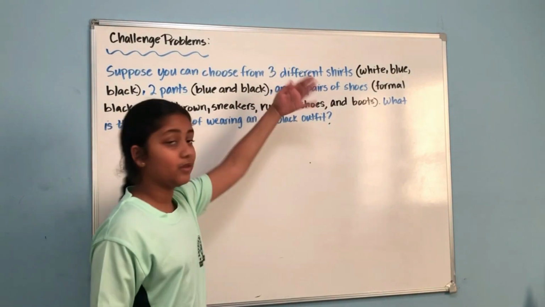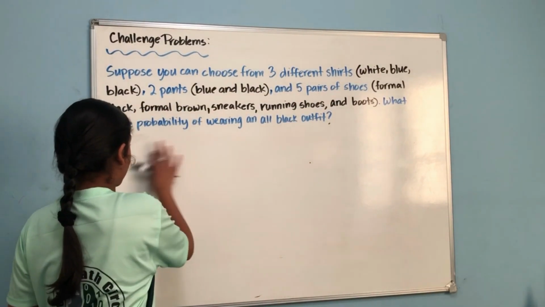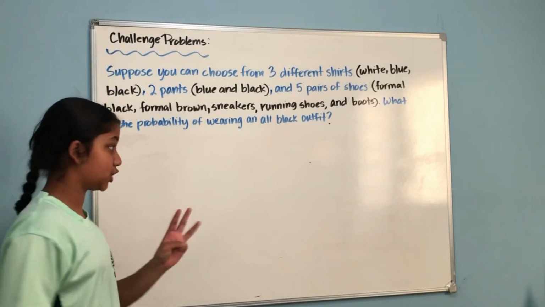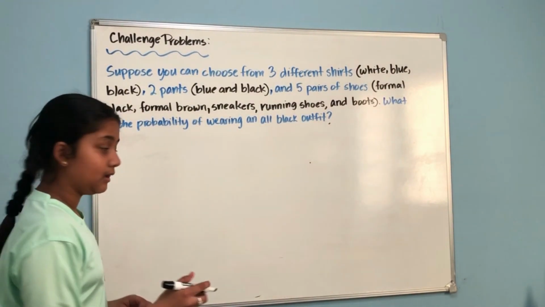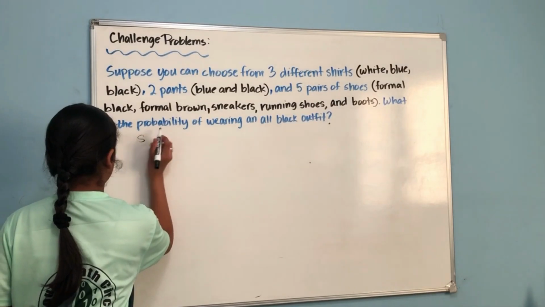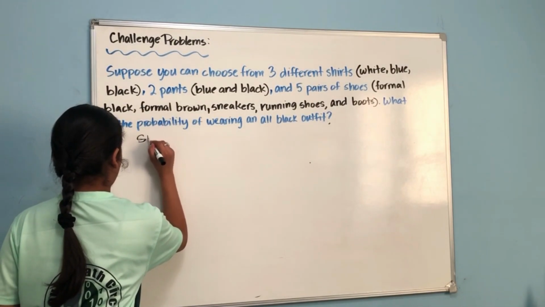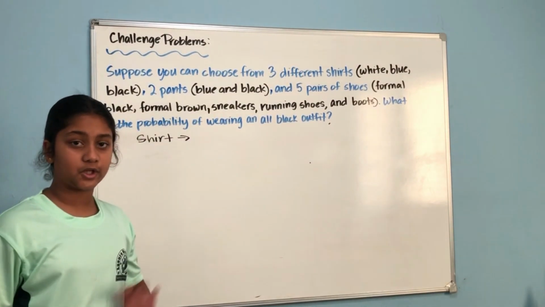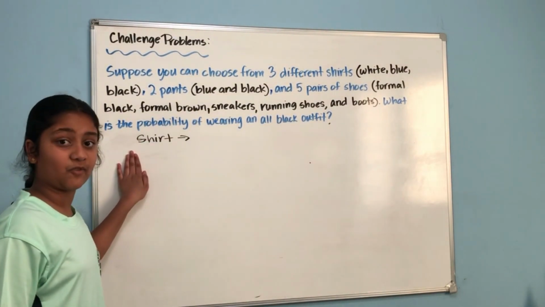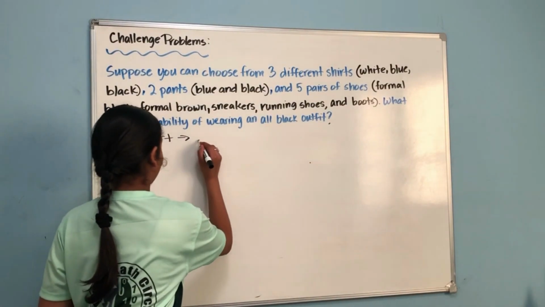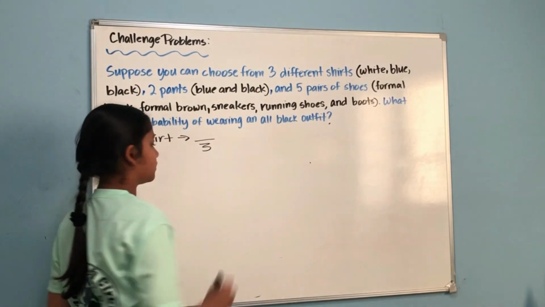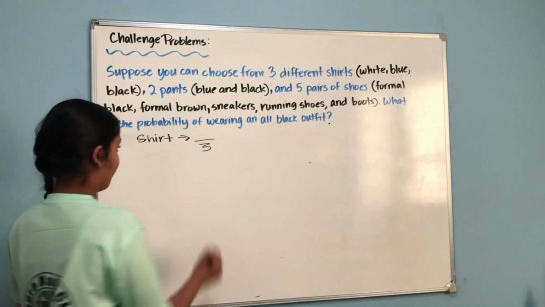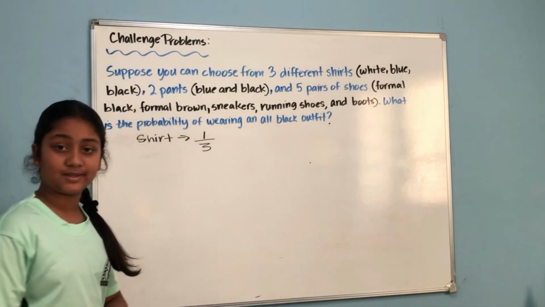So let's first start with shirts. So we know that there's a total possible outcome of 3 since there's 3 different shirts. So let's go ahead and first write shirts. And so we're finding the outcome for a black shirt. So we know that there's 3 total possible outcomes. And out of those 3, black is one of the options. So the probability is 1 out of 3.